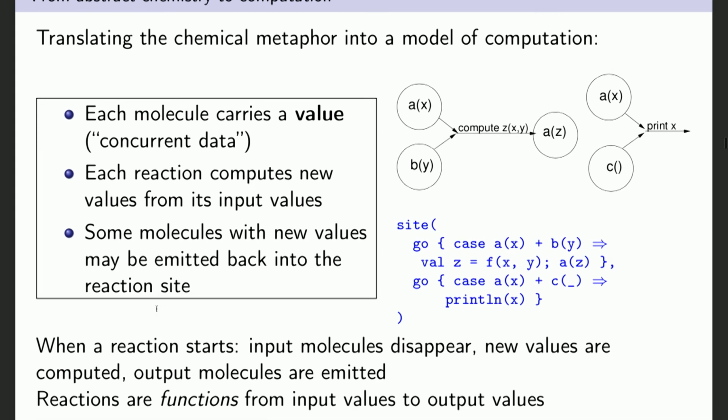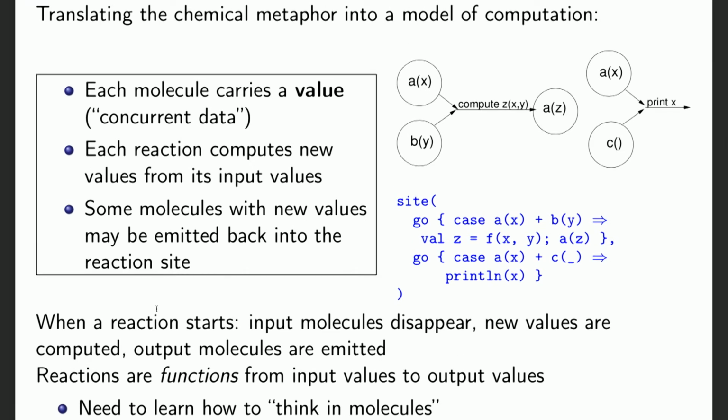Now, in order to put this to use, you need to actually compute something. And the key idea is that each molecule needs to carry a value on it. So these are not just molecules, they're actually containers for values. And these values are now concurrent data. They can float in this concurrent world, wait to be consumed. Each reaction will consume, for example, A and B, but they now will consume the value on A and the value on B. When it emits A at the end, it needs to put a value on A, say Z.